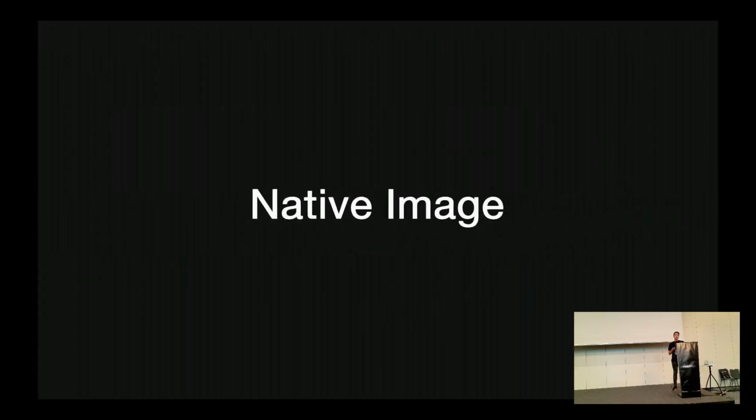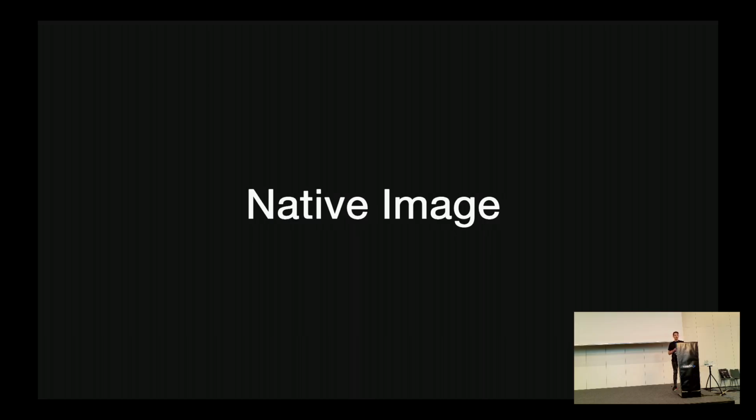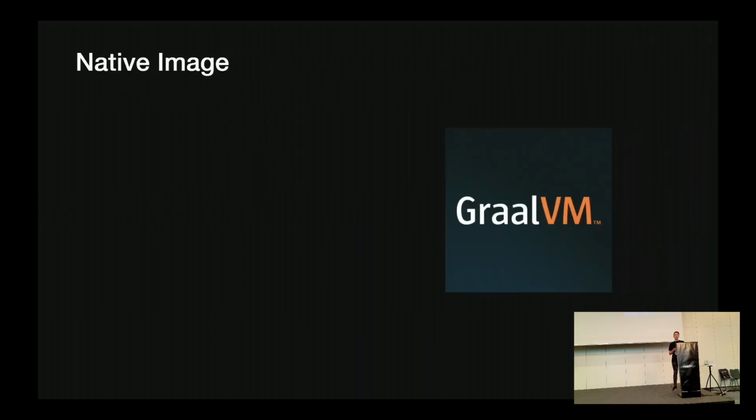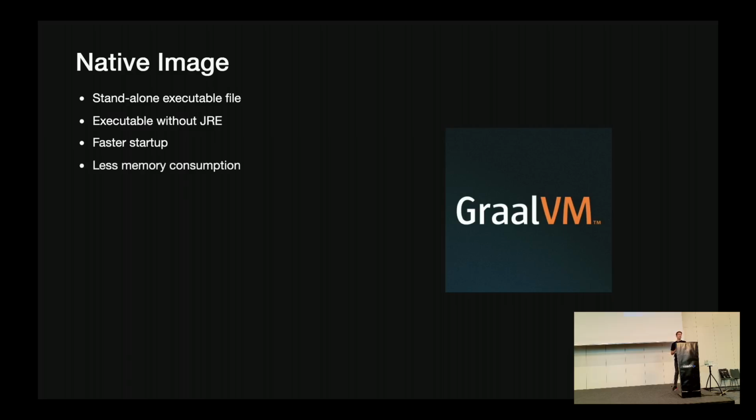The production build of our Hilla app can also be created as a native image using GraalVM. And a Hilla app compiled as a native image is a standalone executable file, which means we don't need any Java runtime environment. So we can run it without a Java runtime environment. And compared to an executable jar file, a Hilla app that was compiled as a native image is usually characterized by faster startup time and by less memory consumption.